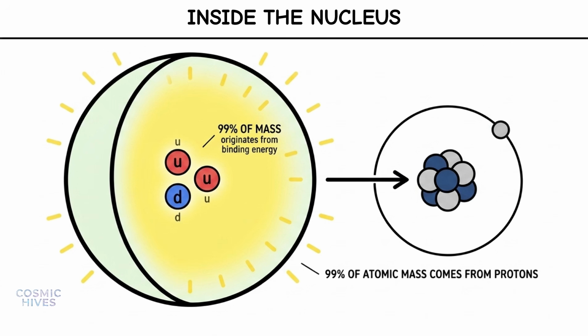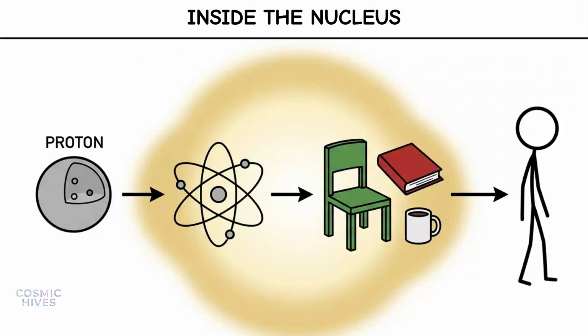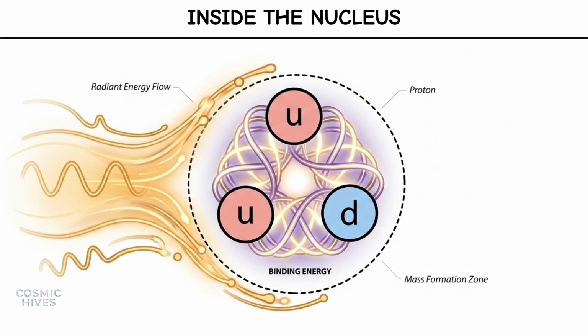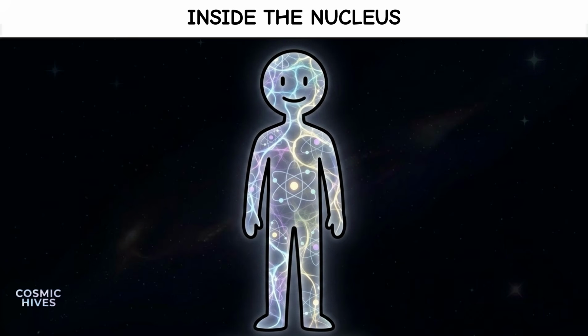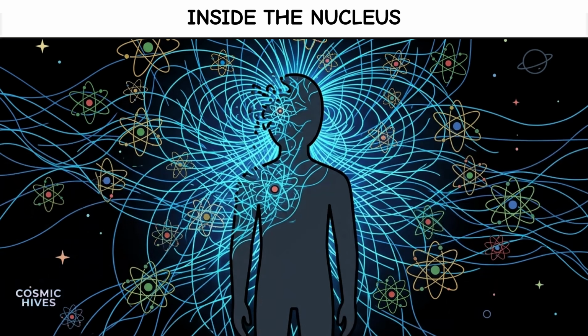99% of a proton's mass, and therefore the overwhelming majority of the mass of every atom and every object you have ever touched, and your own body, is not the mass of the particles inside it. It comes from the binding energy of the strong nuclear force field holding those quarks together, converted into mass through Einstein's E equals mc squared. You are not, in the most literal physical sense, made mostly of matter. You are made mostly of the energy of a force field.